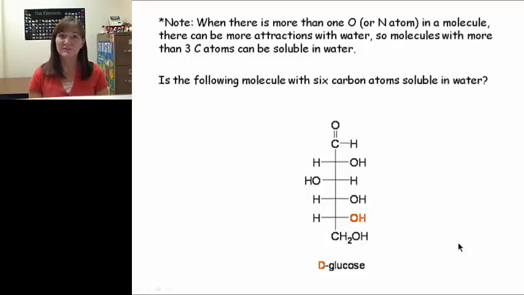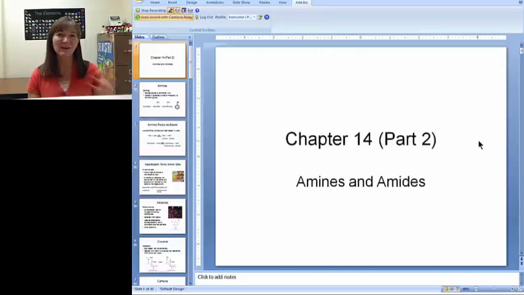So here's a note. When there is more than one oxygen or nitrogen in the molecule, there can be more attractions with the water. So molecules with more than 3 carbon atoms can be soluble if you have more than one OH. So the way I kind of like to think about it, I lost my slide there.